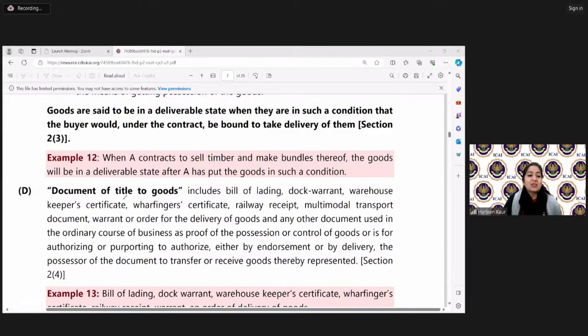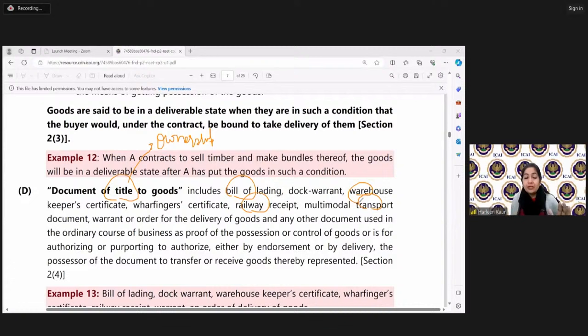Alright. So title ka meaning kya hota hai? Jaldi batao. Abhi bataya tha. Title means ownership. So all these documents, bill of lading, railway receipt, lorry receipt, transport document, warehouse keeper receipt, all these show the ownership of the goods.